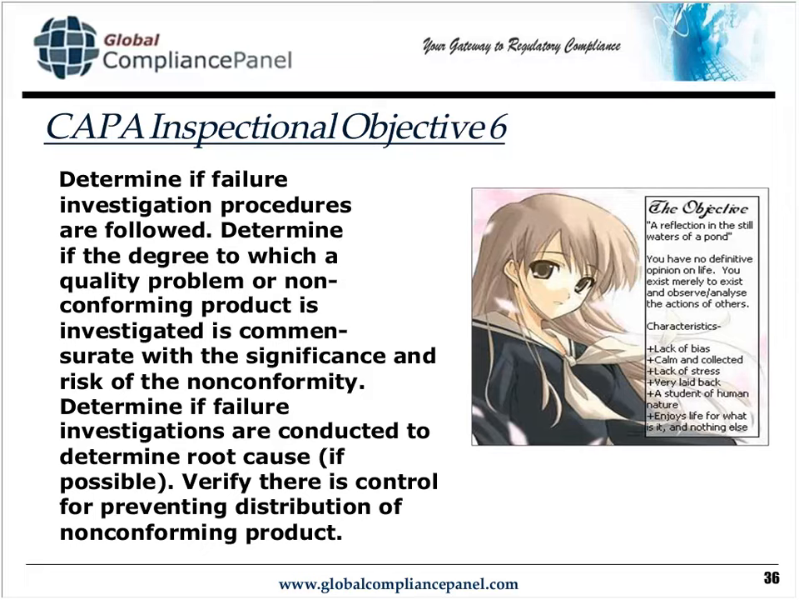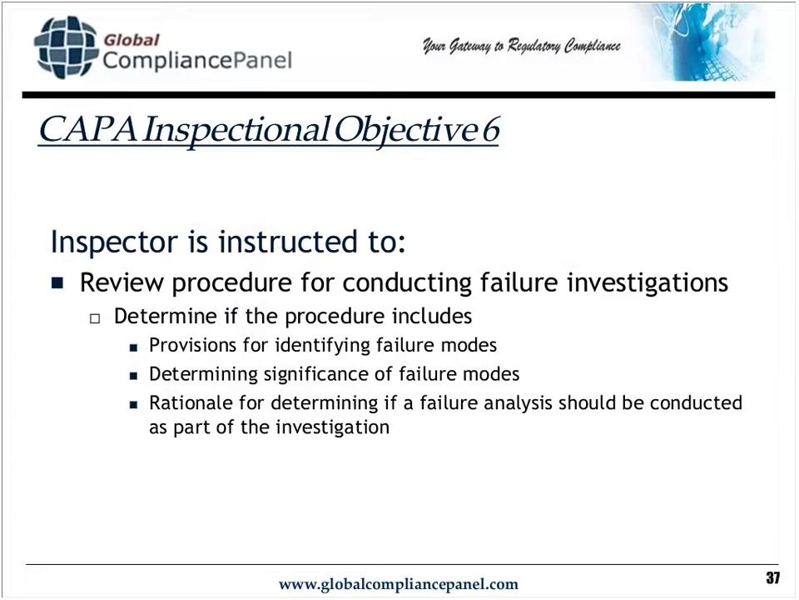You've got to also determine in Objective 6 whether root cause is determined. If it's not possible to determine root cause, you've got to explain why your proximal cause is sufficient enough. And the inspector in Objective 6 is also going to take a look at whether you have controls for preventing distribution of nonconforming product. So here, the inspector is going to review your procedure on how you conduct failure investigations.